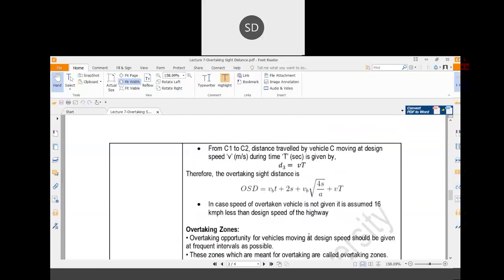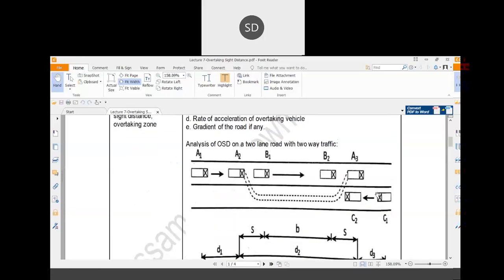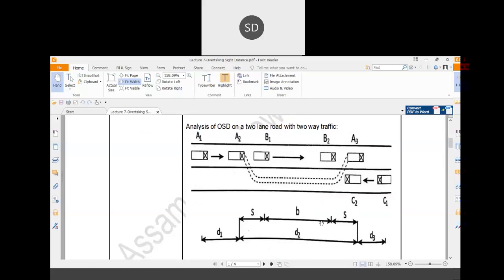Now another distance is there, that is the distance whenever the opposite moving vehicle is coming from C1 to C2, and the speed of the opposite moving vehicle is the design speed, that is V meter per second, and that distance is covered during the overtaking operation. So that D3 would be V into capital T. So you know the value of T, you know the value of S, so we can find out the overtaking sight distance.